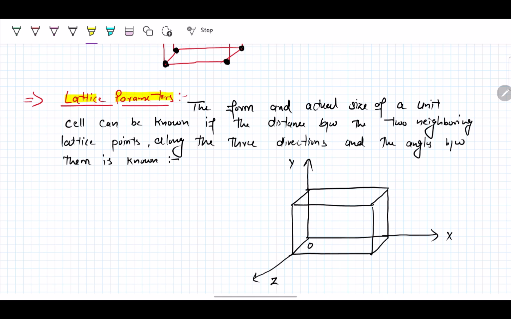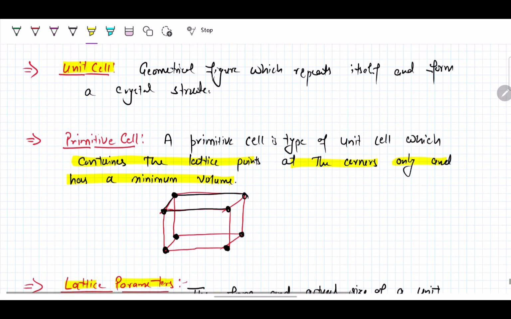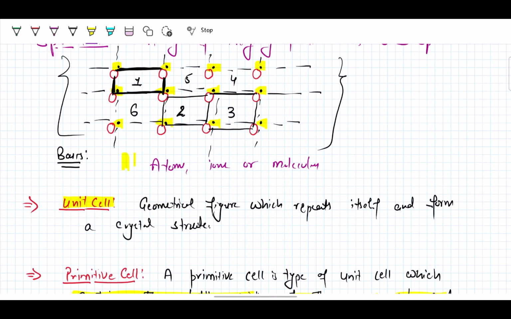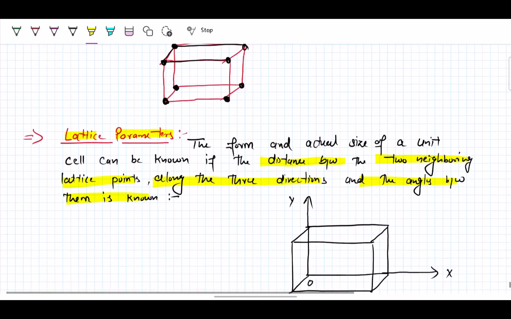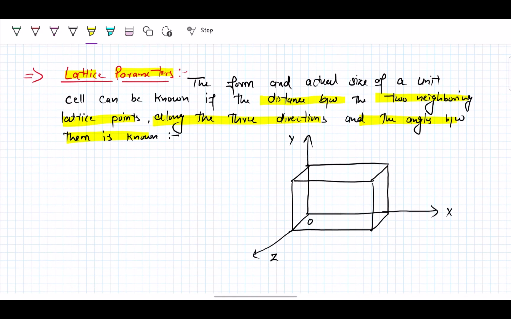This is very important: the form and actual size of the unit cell can be known if the distance between two neighboring atoms or lattice points along the 3 directions and the angle between them is known. It means, as we have talked about, the unit cell is in repetitive form throughout the crystal structure, and what we need to find out is the properties of the unit cell to find out the properties of the whole crystalline material, right? But how can we find out the properties of unit cells?